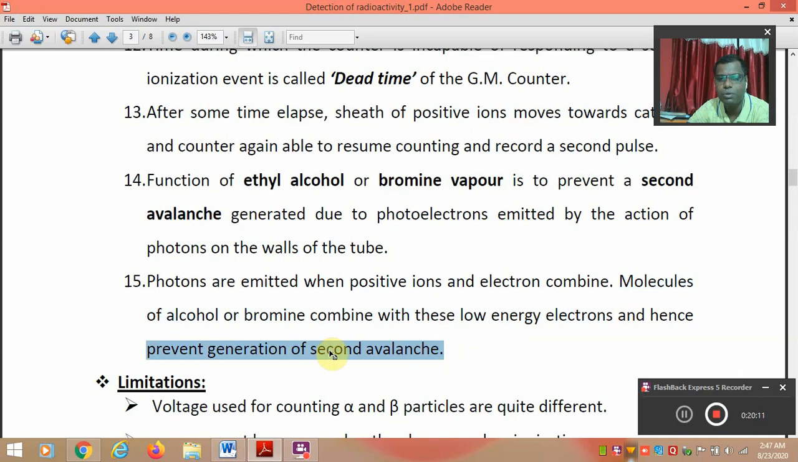So these are nothing but the low energy electrons, which are not available for further ionization, as they combine with the molecules of alcohol or the bromine present in the copper tube, and that's the particular function. So this ethyl alcohol and the bromine vapor are responsible for preventing the second avalanche, because this molecule combines with the low energy electrons which are formed because of the photons.